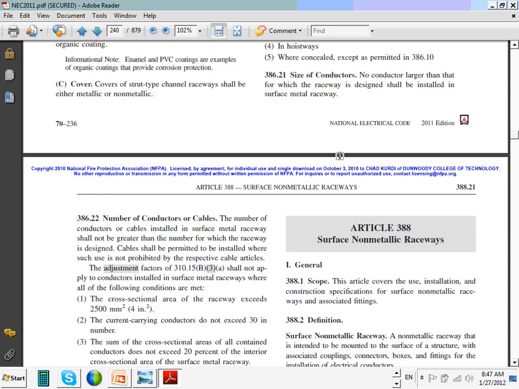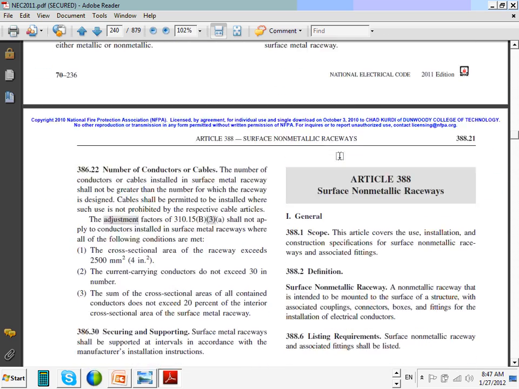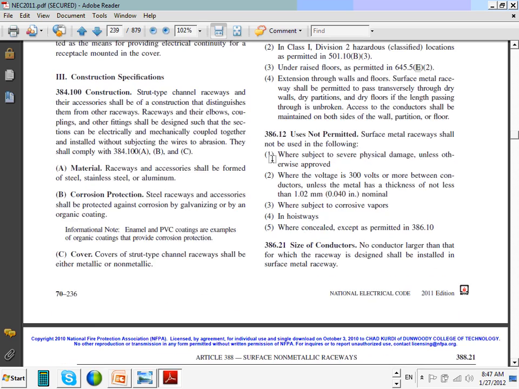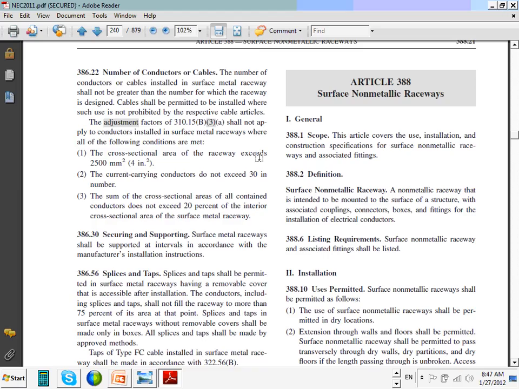Number of conductors, here's number of conductors in the raceway. So you can see it's a smaller article about surface metal raceways. Okay, let's go to the number of conductors. Here you go. If you read through it, it will tell you the number of conductors in a surface metal raceway shall not be greater than the number for which the raceway is designed. So how many conductors can I put in a raceway? Your answer would be, well, as many conductors as the manufacturer has designed it for. It gives you a better wiring method. You can add more conductors. But catch-22.